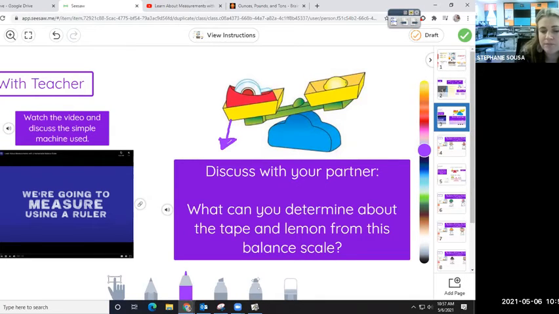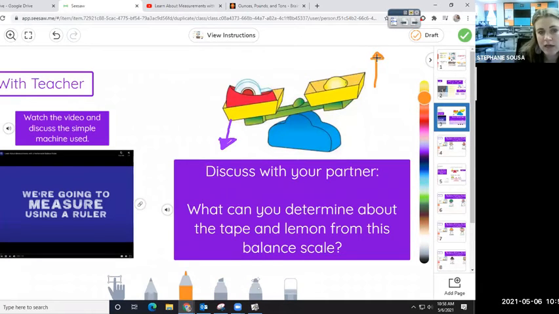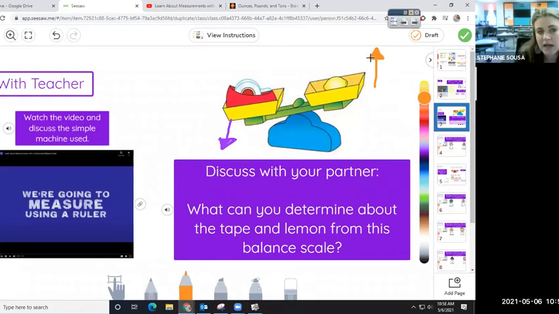Yes, Leah. So I know that the tape is heavier because the lemon is really small and it's higher up. It is higher up on the scale, yes. So remember, the size necessarily isn't going to tell us about the weight, just like that beach ball, baseball example, but the position of the scale will.